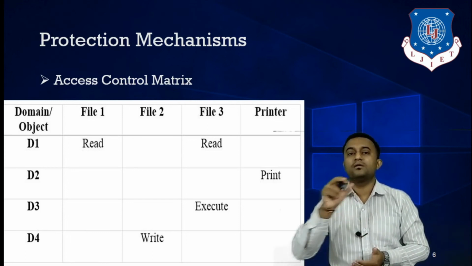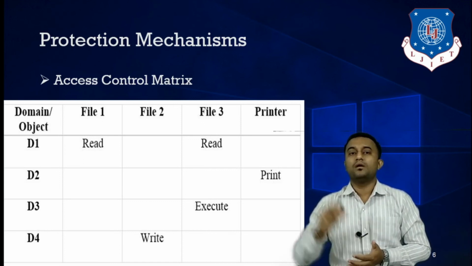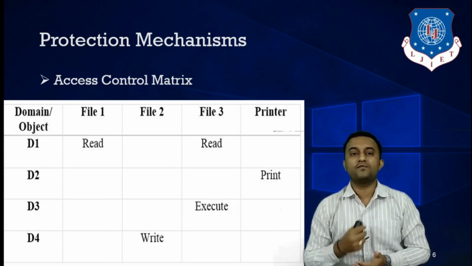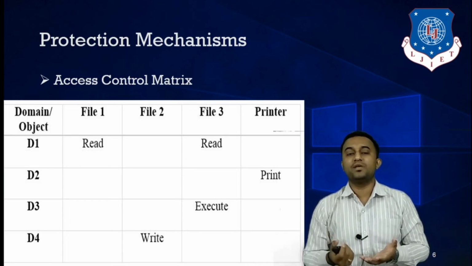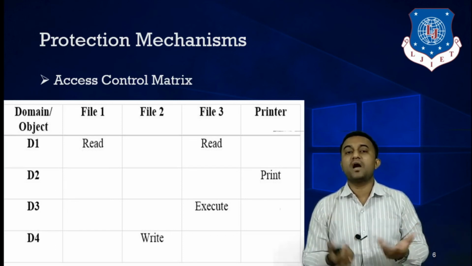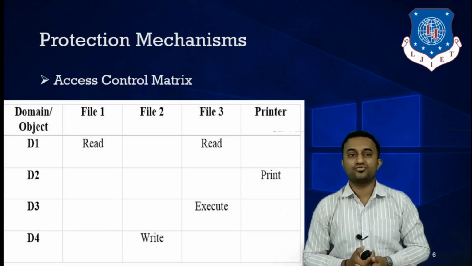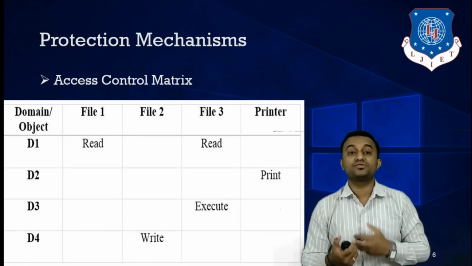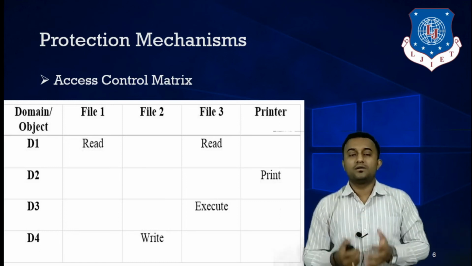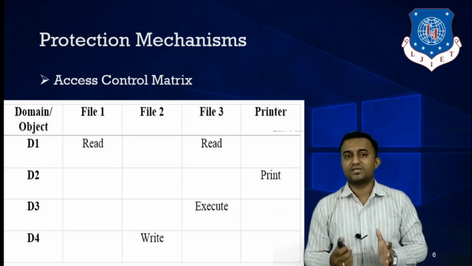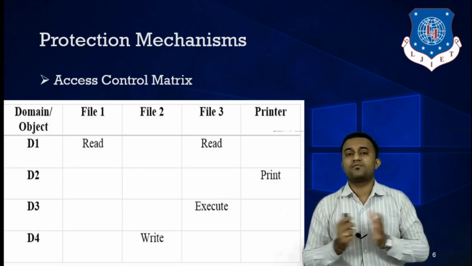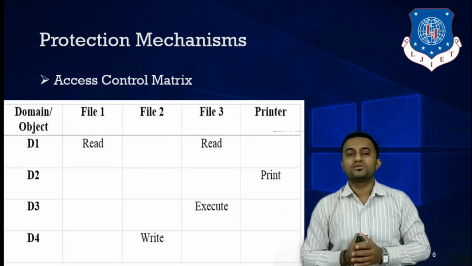Fine. And in the header of this particular table, in the first row we have various objects like file 1, file 2, file 3. Object is nothing but a resource. Resources can be hardware resources or software resources. Means whatever resources the user demands at any moment of time, those resources need to be available. So this matrix will be maintained by the administrator based on the user requirement, or the user role.